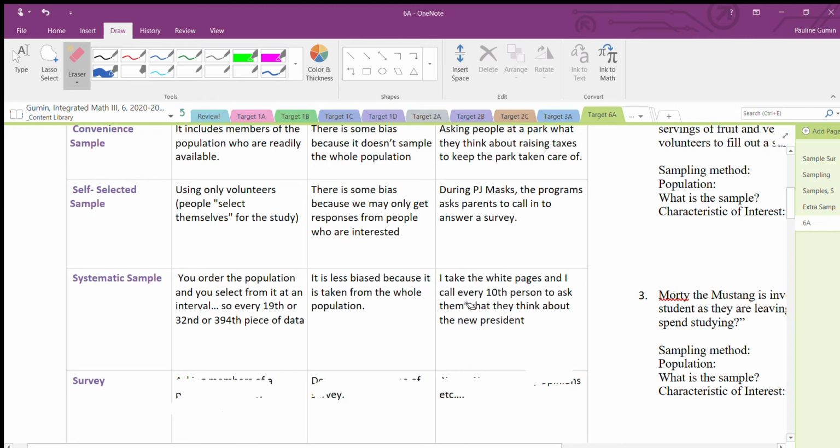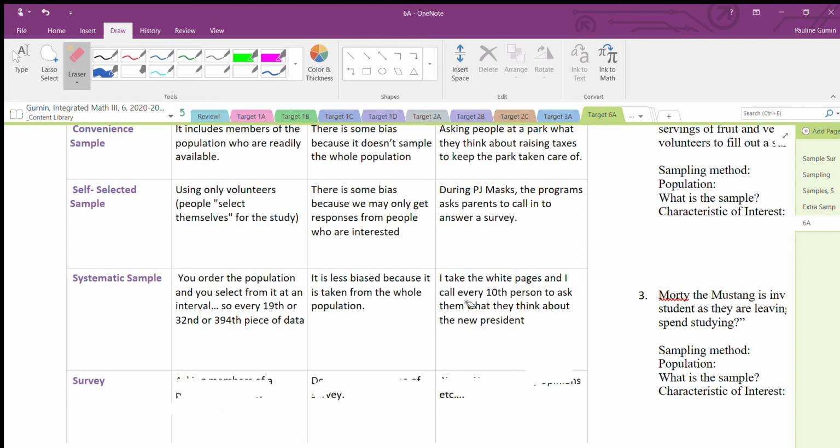Here's an example. I take the white pages, that's what we used as phone books back in the day, and I call every 10th person to ask what they think about the new president. Now, there's an order to it. The white pages are usually in alphabetical order, so the whole population is there in those white pages, and yeah, I still only pick every 10th because that's just easier.